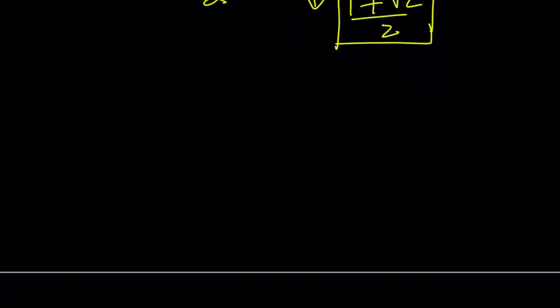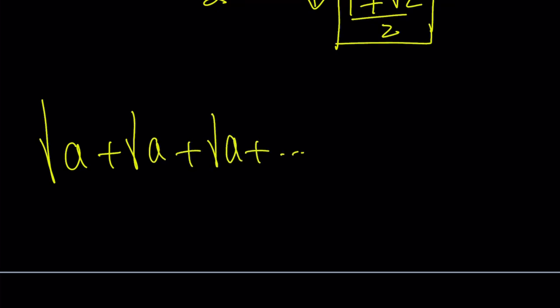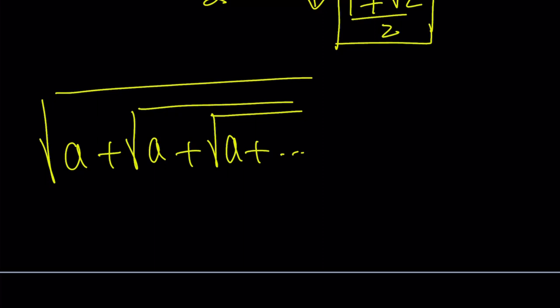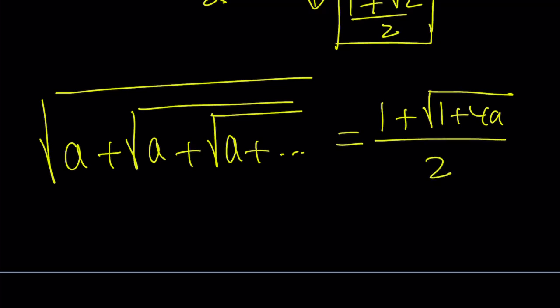So let's go ahead and talk about the formula. If you have something like the square root of a plus the square root of a plus the square root of a, dot dot dot, what does that equal? You can basically just write it as 1 plus the square root of 1 plus 4a, and the whole thing is divided by 2. Now, where does that come from?